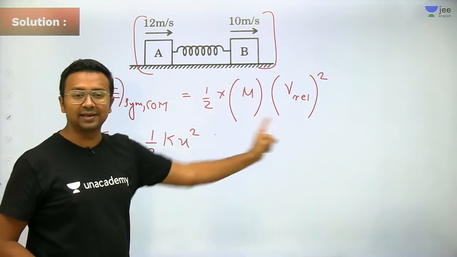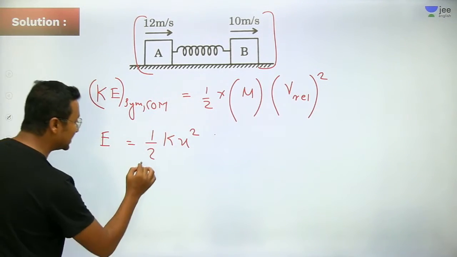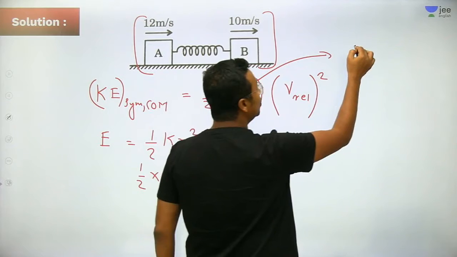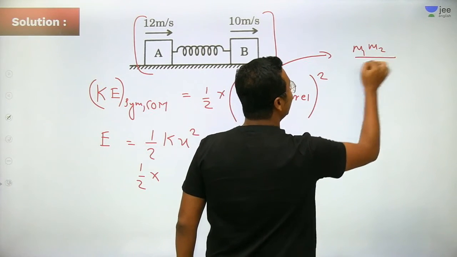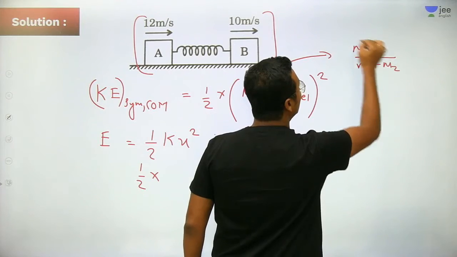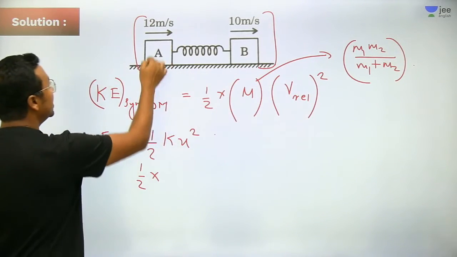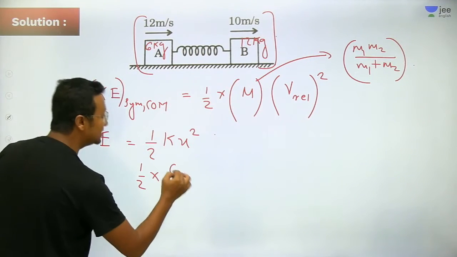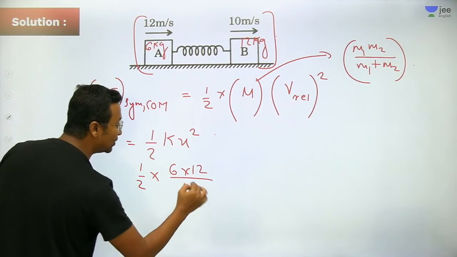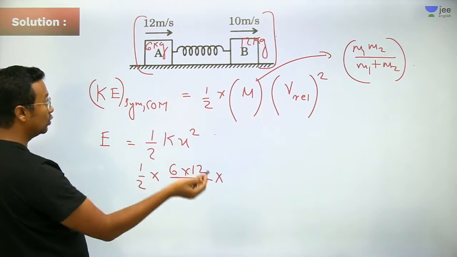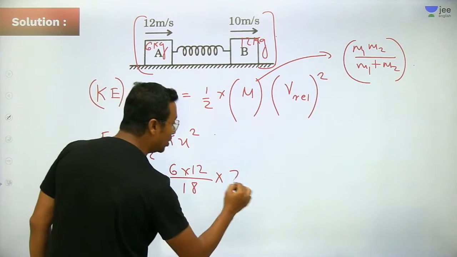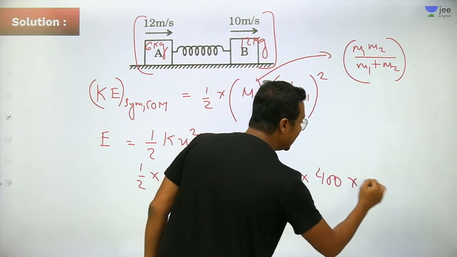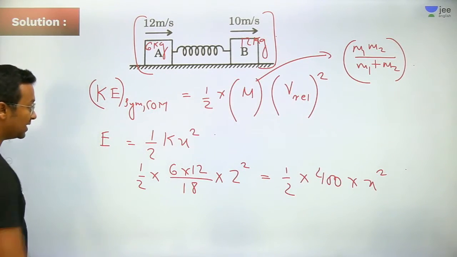All you need to do is equate this particular thing. You will get a one-line answer, that is 1/2 μ v_rel² = 1/2 k x², where μ is nothing but m1 m2 divided by (m1 + m2). That's it. Now, what is m1? This was 6 kg, this is 12 kg. So you will have 6 × 12 divided by (6 + 12), which is 18, into the relative velocity (12 − 10 = 2) whole square, equal to half into k, the value of k is 400, into x square. You solve it, you will get the answer.